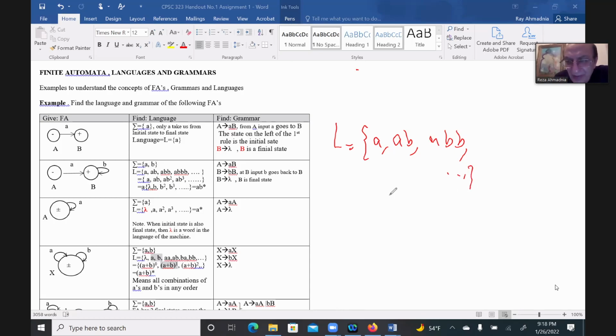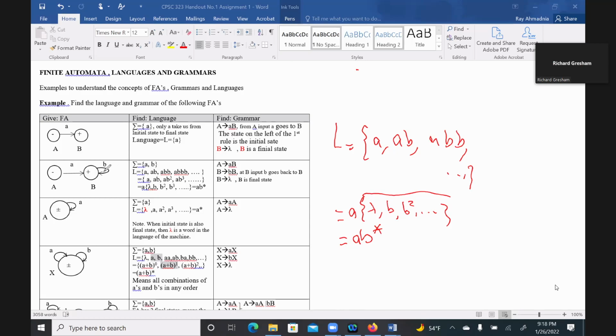So what does it mean? All these words have A in common, on the left-hand side. I factor by A. If I factor by A, what do I get first? Lambda. What do I get from this one? B. What do I get from this one? B squared, and so on. So the language of this machine is A B star.